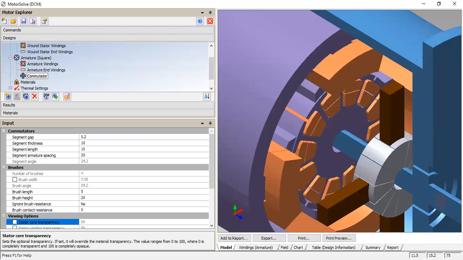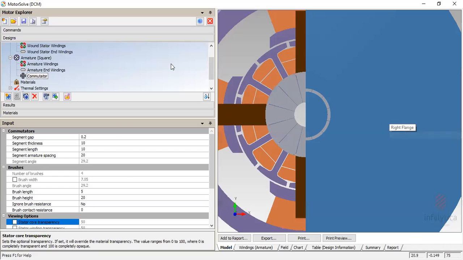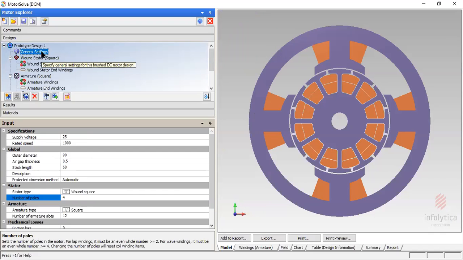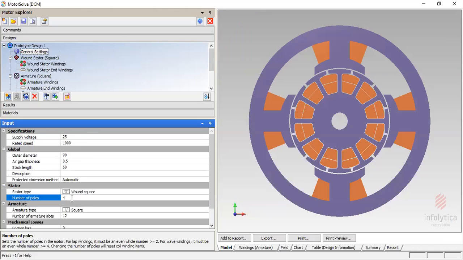If you are using a two-pole machine, I will show you now, we are going to use only two brushes. Suppose you are going for a four-pole machine, then we are going to use four brushes.